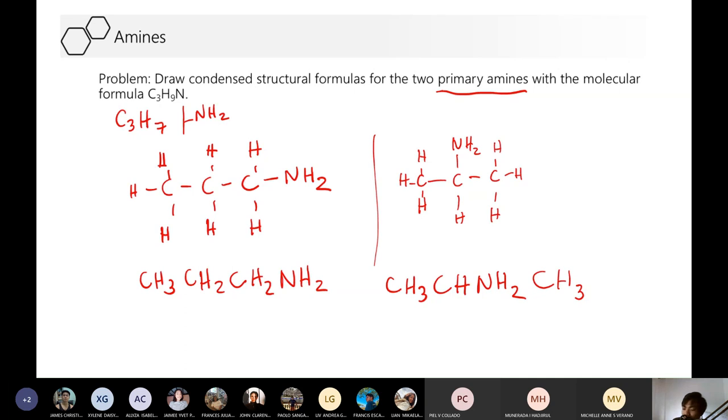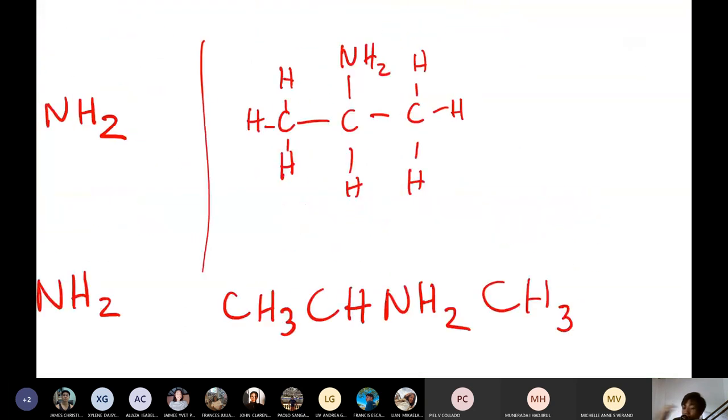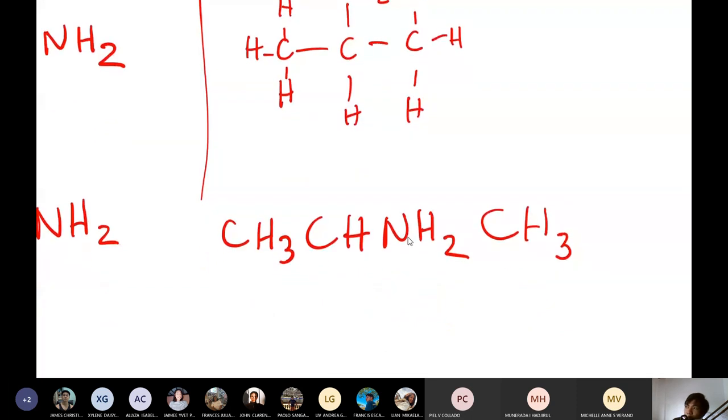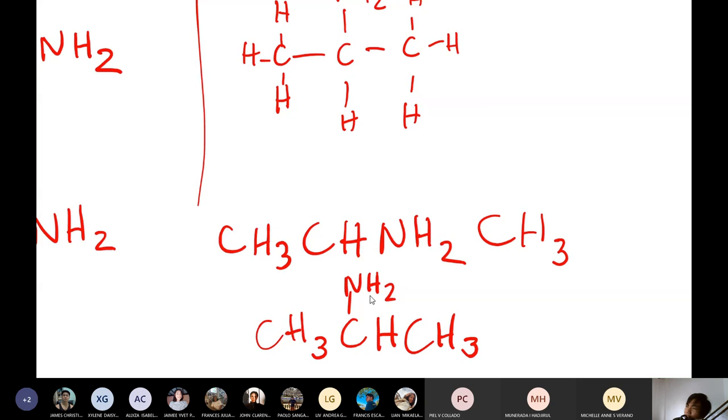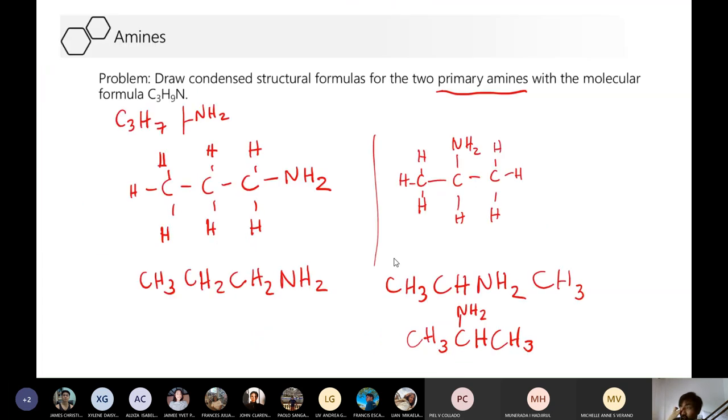Another way to draw the condensed structural formula is itong groups na dinugtong mo, i-connect mo dito sa carbon. Pwedeng ipakita mo yung bond. So pwede 'yon. Pwedeng isulat mo yan as ganito. So your functional group is connected to the carbon na dinudugtungan niya. Pwede rin ito. Itong nasa baba, pwede rin itong nasa taas. Basta same-same lang yung idea. So, ganun lang. Screenshot nyo na lang. Pwede rin naman sa YouTube, screenshot nyo na lang. Upload ko siya mamaya. So, yan yung ating amines.